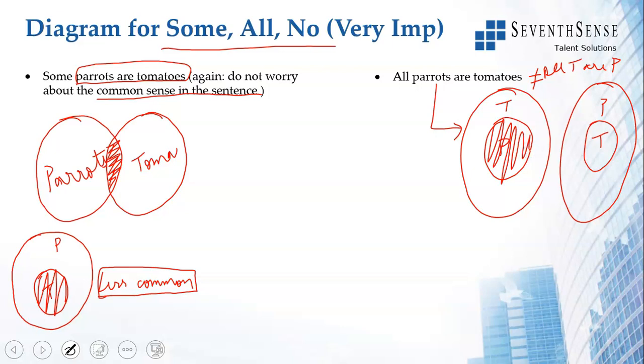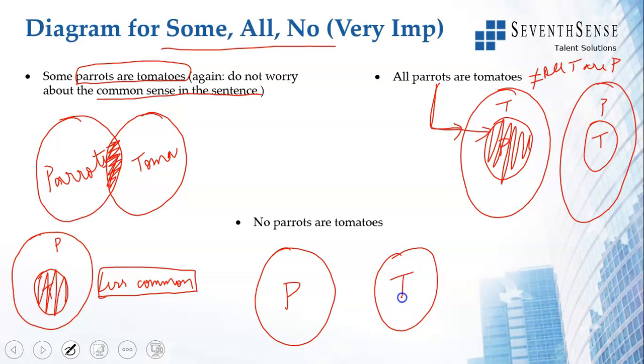So firstly, if it is some, you look at this intersection. If it is all A are B, you draw the A inside and draw a bigger circle B outside. And the third way is no parrots are tomatoes. It means there is no overlap. There is only one way to draw no parrots are tomatoes, which is this. There should not be any overlap.